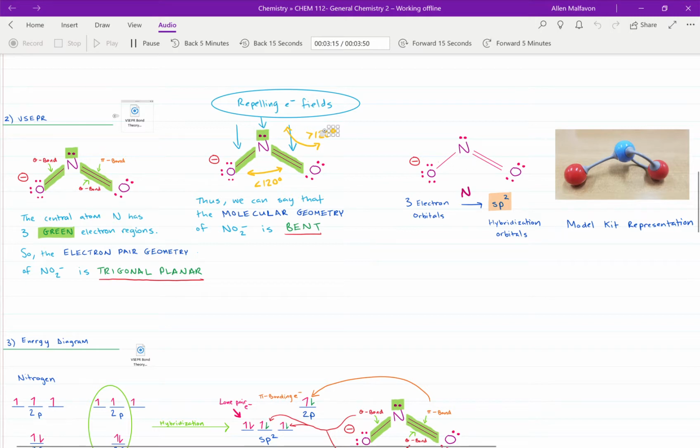So lastly, we know that 3 electron orbitals corresponds to hybridization orbitals of sp2, because there are 3 electron regions, 1 s and 2 p's. And lastly, we can see that our Lewis dot structure closely resembles, it's not too far away from the imagination of what we can represent the nitrite ion as in a model kit.